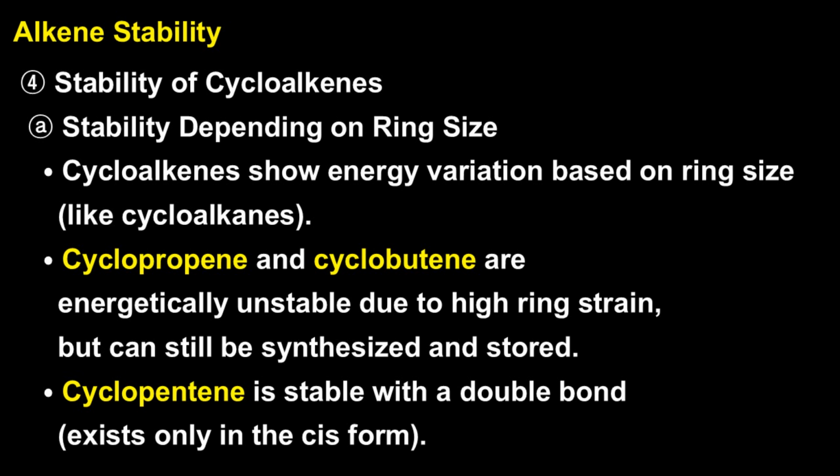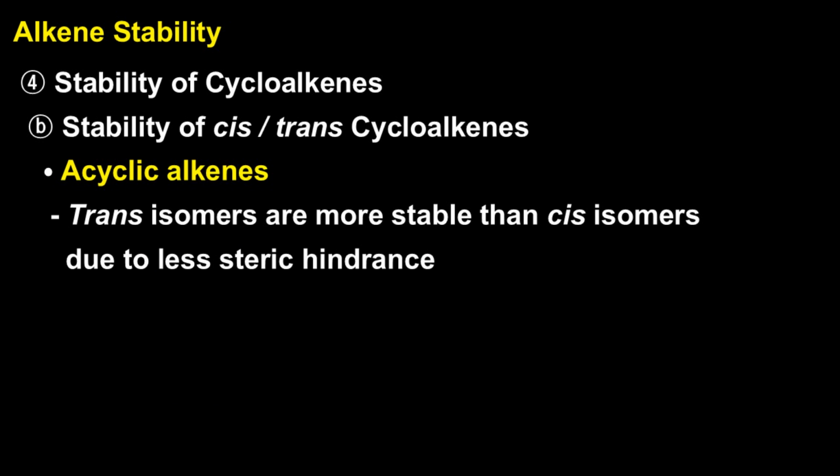Cyclopropene and cyclobutene have tiny rings, so their bond angles are way off from ideal, and that puts a lot of strain on the structure. They're real molecules. We can make and isolate them, but energetically, they're not very stable. Things get better with cyclopentene. This 5-membered ring can hold a double bond without too much trouble, but only in the cis form. As the ring gets bigger, strain decreases, and the double bond fits in more easily.